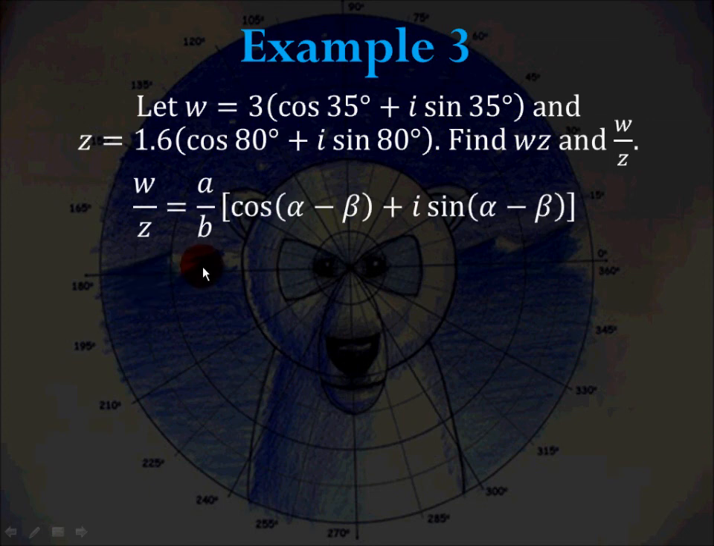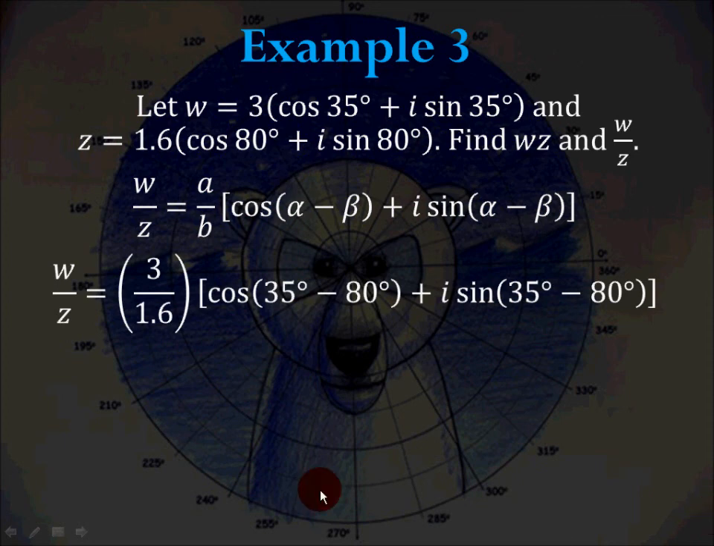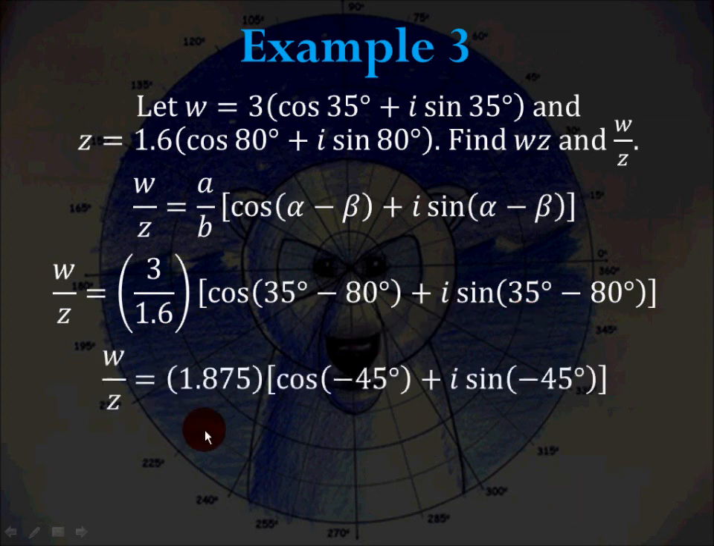To find w divided by z, we're going to use this formula. Remember, you're going to divide the r values and then subtract the angles from each other. So let's plug those in. w over z is 3 over 1.6 times the cosine of 35 minus 80 plus i sine 35 minus 80. Now, you get 1.875 cosine negative 45 plus i sine negative 45.